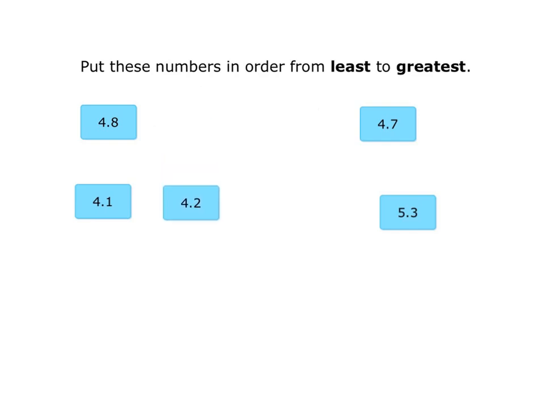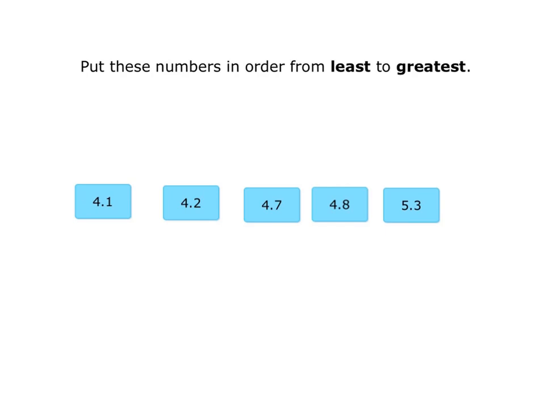Then 7 is less than 8, so 4.7 would go here. 4.8 would fit right between these, and that would mean that these are now in order. So you can see that 4.1, 4.2, 4.7, 4.8, 5.3, when I double check, makes sense, so this is correct.